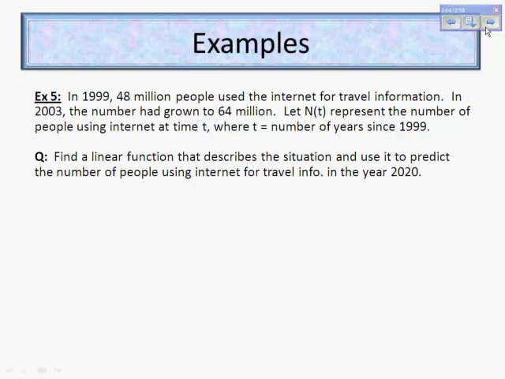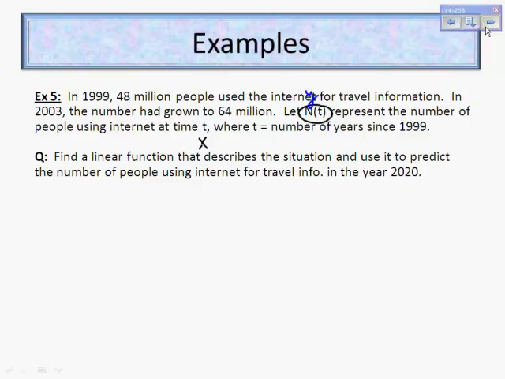It says let n of t, so there's our function notation, n of t, which for us is just notation for y. So it says let n of t represent the number of people using the internet at time t. So we have two variables here. We have t and we have n, and we've related those two in terms of a function notation. So t for me is like my x value here, and n, or n of t, is like my y value here. So I still have x's and y values. I'm just using t for time, and I'm using n for the number of people. But again, still function notation.